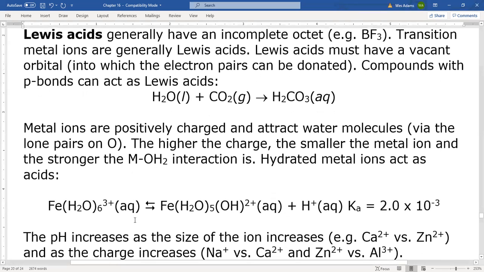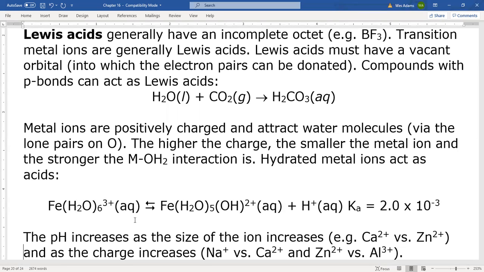The number of waters of hydration will vary, but what's important is that you've got, for example, this iron with 6 waters of hydration, 3 plus charge. It loses one of the hydrogens, and so you end up with Fe(H2O)5 and then an OH, but with a positive 2 charge. So that OH is hydroxide, which has a negative charge. Ka is 2 times 10 to the negative third, so not necessarily a wimp on the acid scale, but still a weak acid.